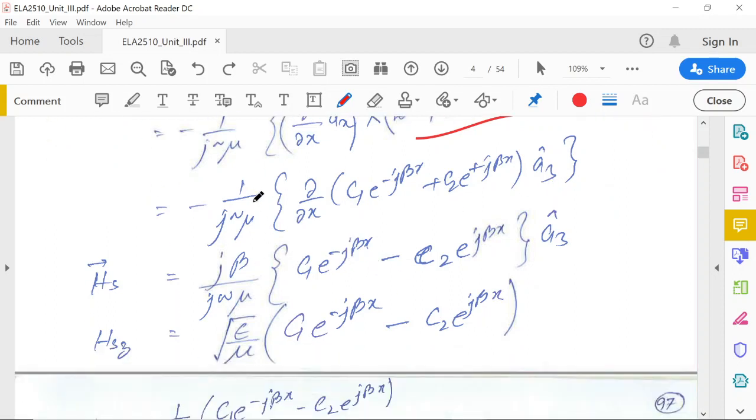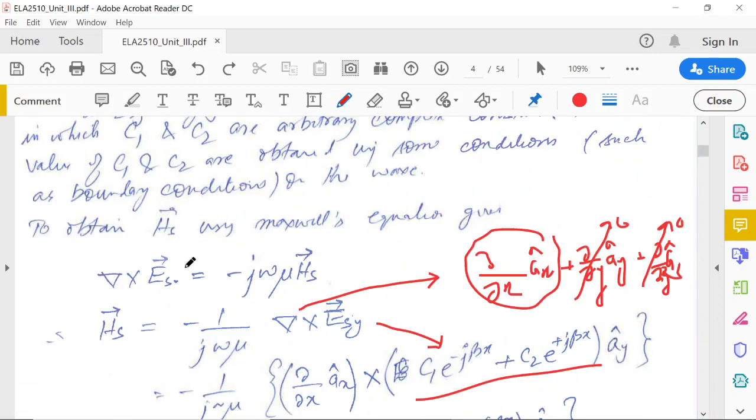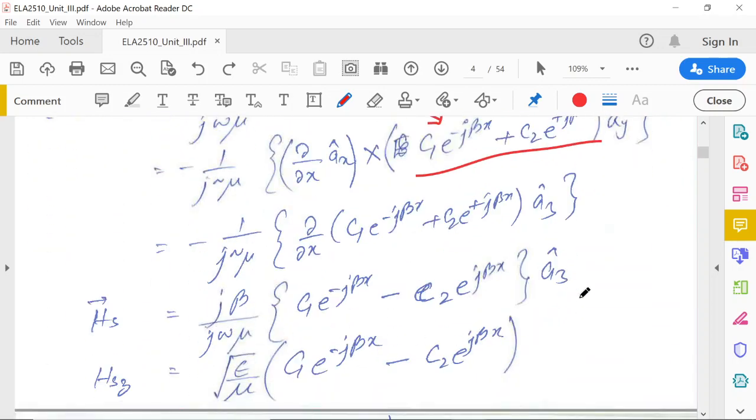Now operating this, you have del over del x. You can take out b here, and finally you can get b over omega mu, and this will be under root epsilon mu. So this is the magnitude of the magnetic field, and the direction of this magnetic field comes out to be az. So the direction of E was in the y direction, and the direction of H comes out to be z, and these two are perpendicular. What it means is that electric and magnetic fields will be perpendicular to each other.